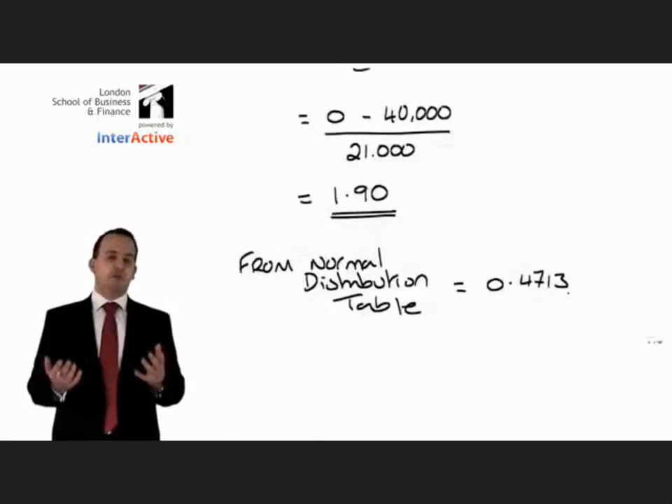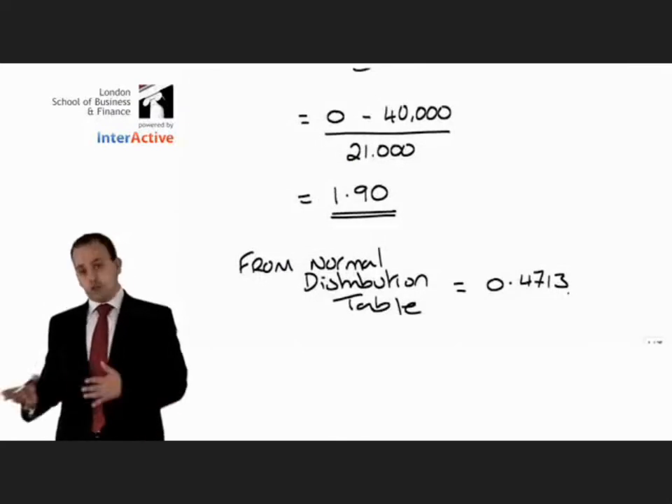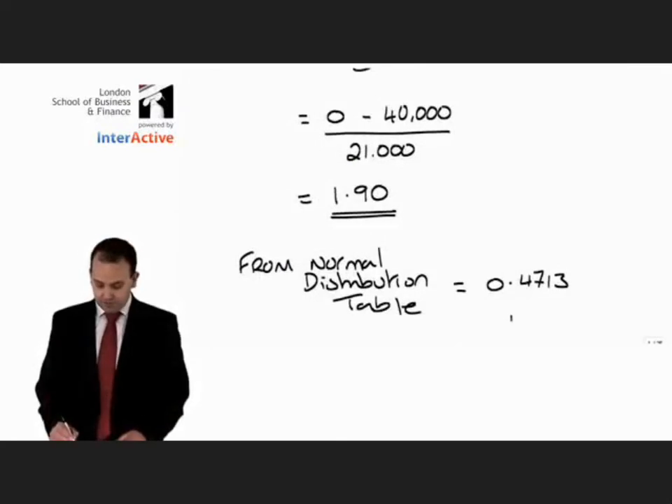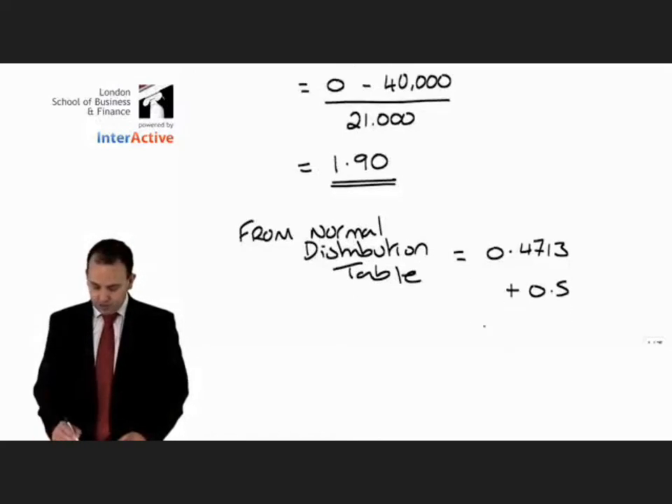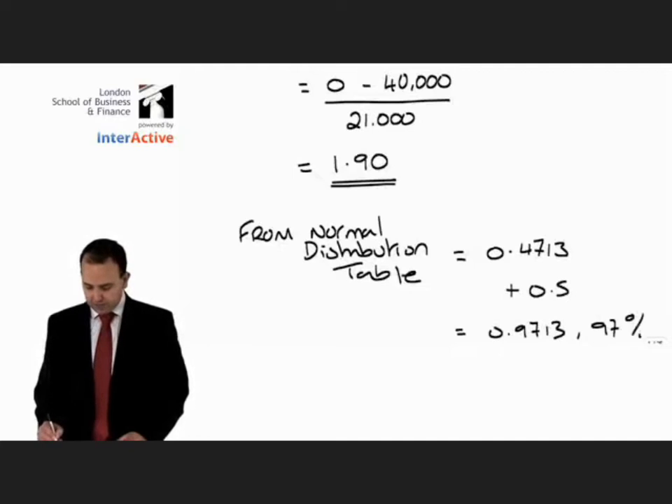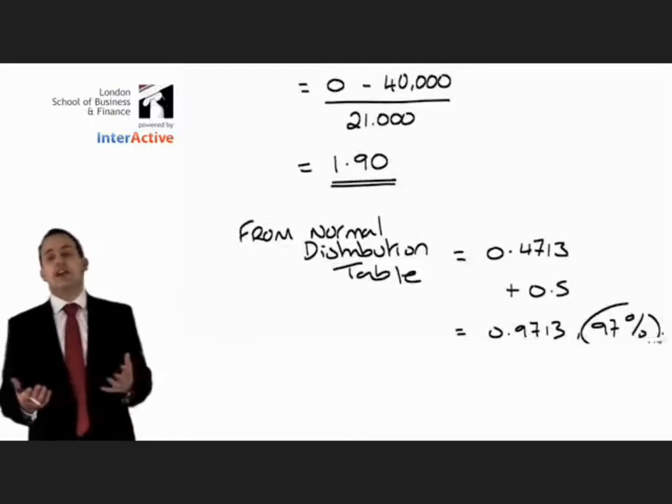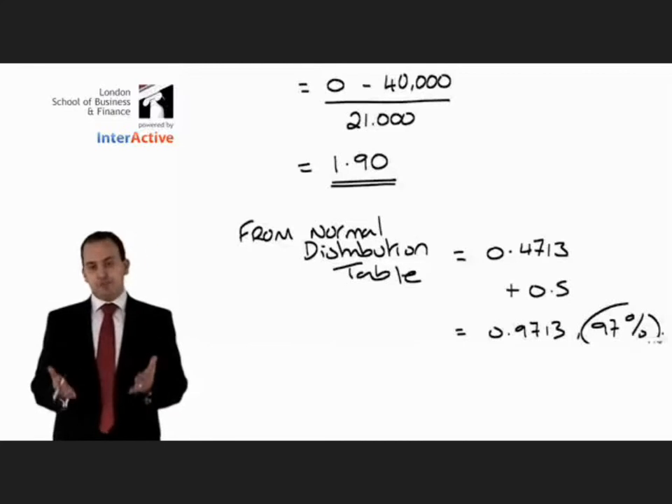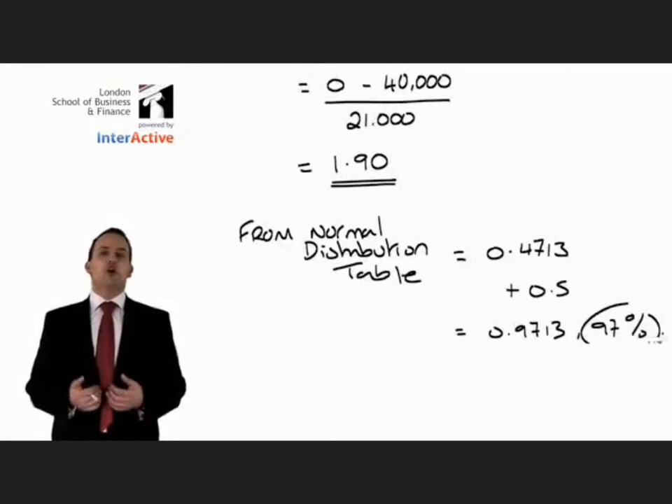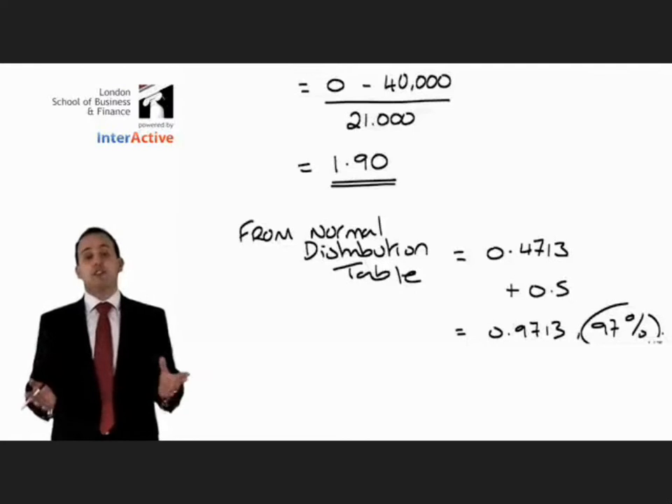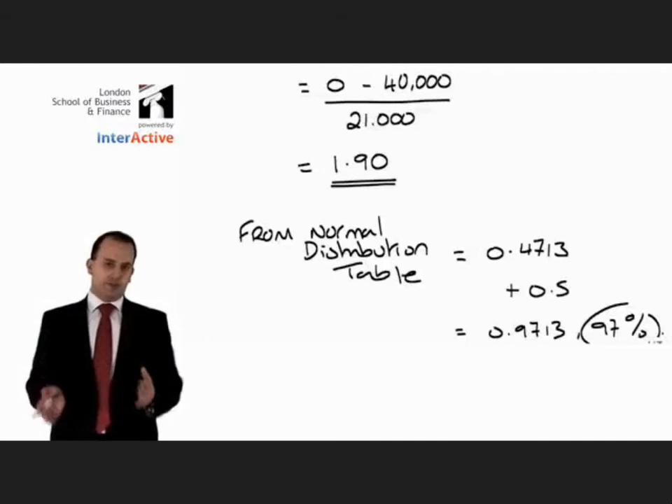But to work out the probability that it's going to be positive, we're also going to need to add on to that the other half of the table, which has a probability of 0.5, which gives us an overall probability of 0.9713. Roughly 97%. So what this is fundamentally saying is that we have a 97% chance that this project will have a net present value that is greater than 0, and therefore we should be accepting this project.